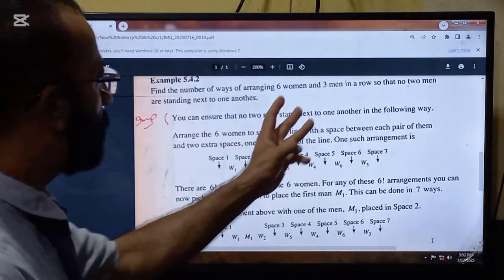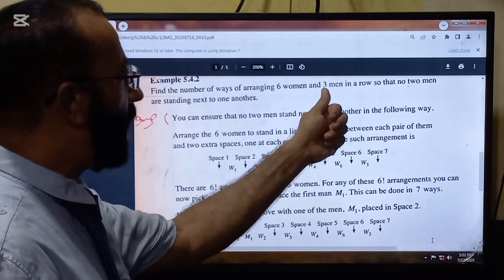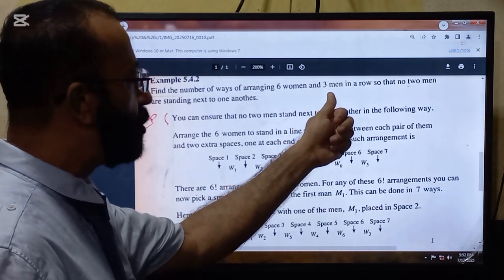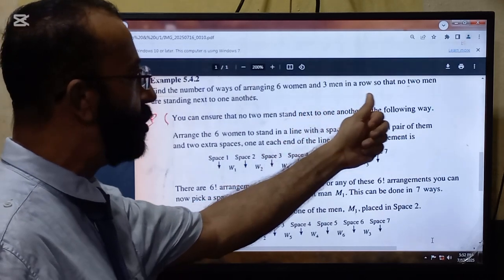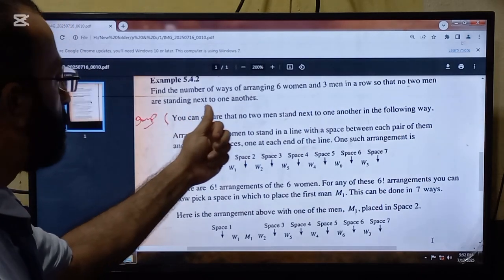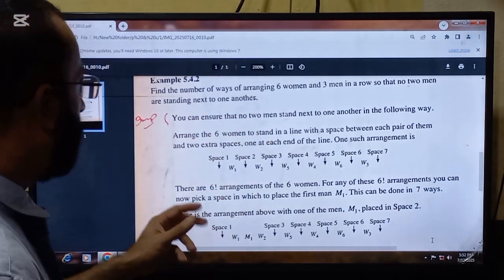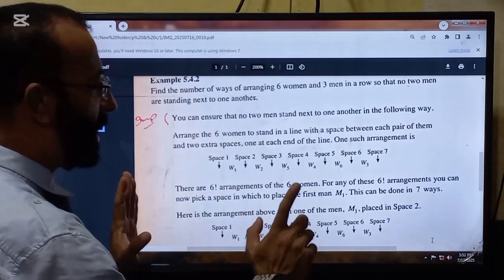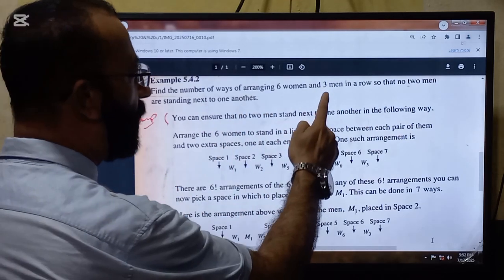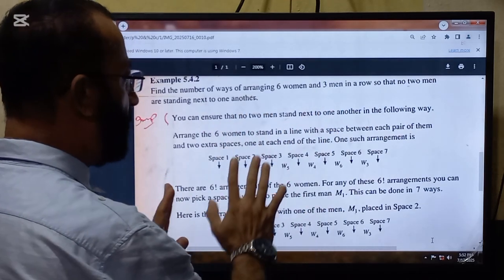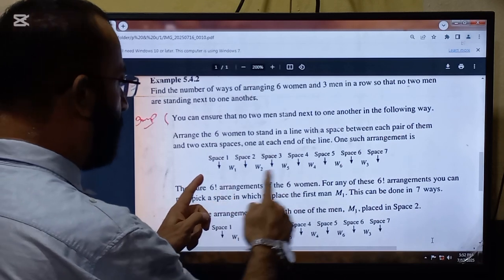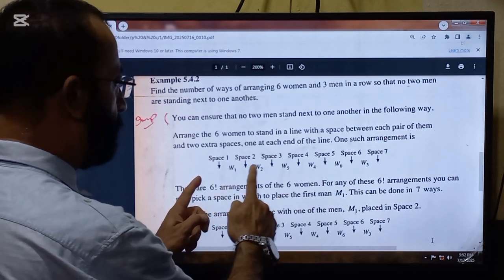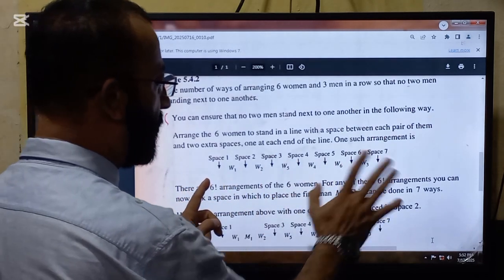So now there are 3 men who are required to stand in such a way that no 2 men will be standing next to one another. So look now, here are the spaces. The number of choices for the first man to stand is 7: space 1, 2, 3, 4, 5, 6, 7.